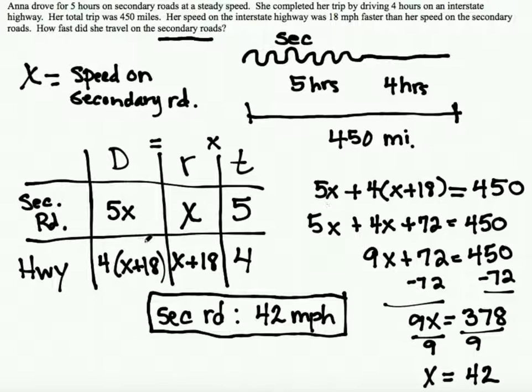Now, just for your information, if the problem had said, how fast did she travel on the highway, we would just take that 42 and add 18 to it to see how fast she would be traveling on the highway. So she traveled 60 miles per hour on the highway. Okay, this question just asks the secondary road, but be aware that it could ask for the speed on both, or it could have asked for just the speed on the highway.